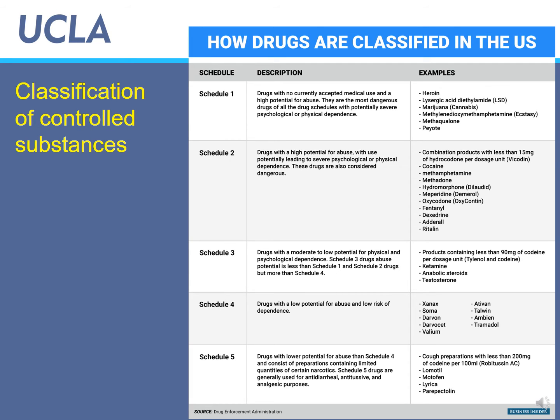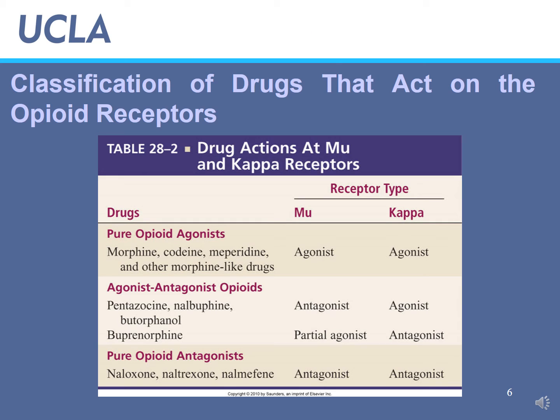Now, this is a table from Laney, and you see the action of the different opioid agonists. So you have the pure agonists, which are morphine, codeine, meperidine, and other morphine-like drugs. So you see they are agonists of the mu receptor and the kappa receptor. And then you have some that are agonist-antagonists. So they are partial agonists, if you remember your concept from last quarter.